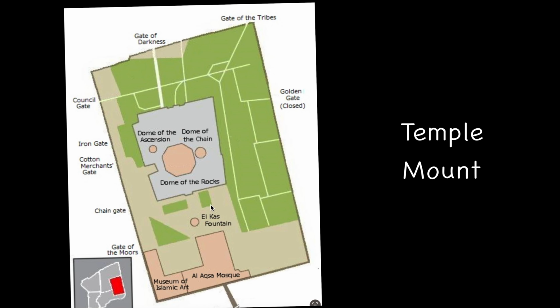There are 7 gates to enter the Temple Mount. 6 gates are for Muslims and 1 gate for non-Muslims. This gate, called the Gate of the Mosque, is the one which we will use to enter the Temple Mount today. Cheers!